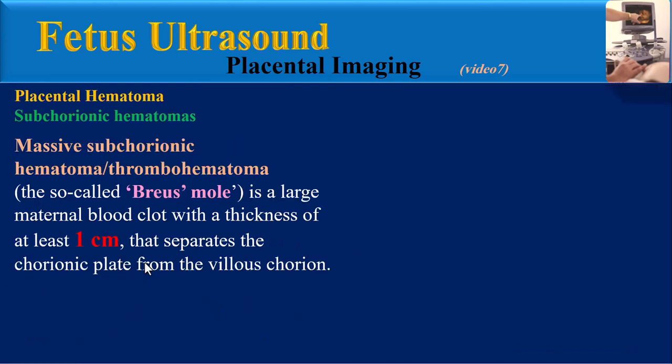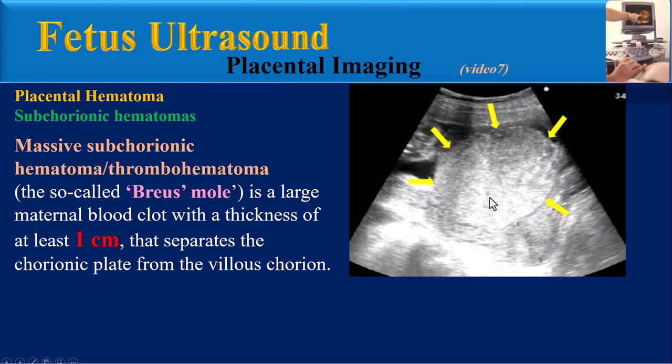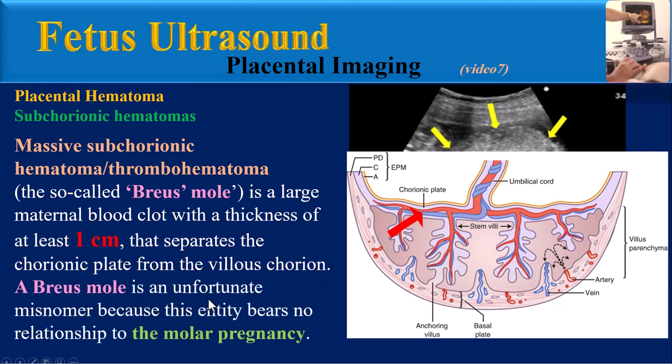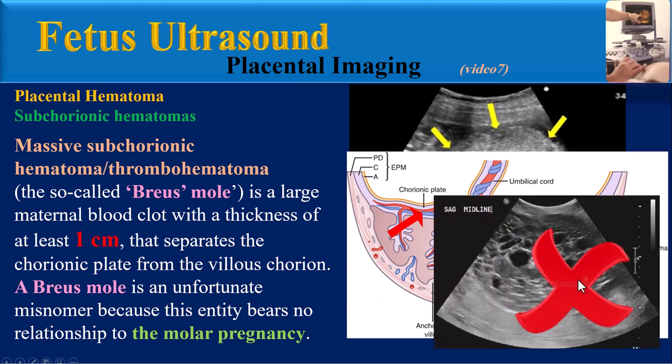Massive subchorionic hematoma or thrombohematoma, which is so-called Breus mole, is a large maternal blood clot with a thickness of at least 1 cm that separates the chorionic plate from the villous chorion. A Breus mole is an unfortunate misnomer because this entity bears no relationship to the molar pregnancy.